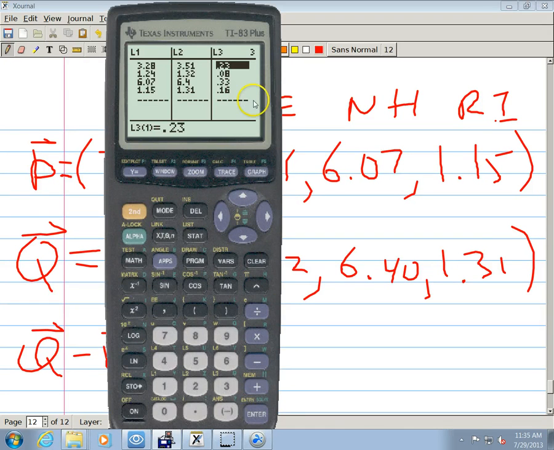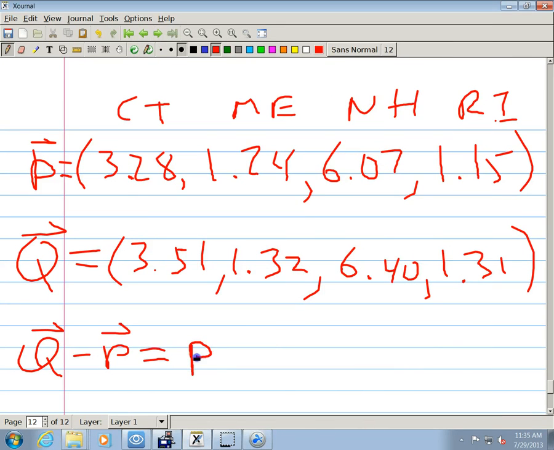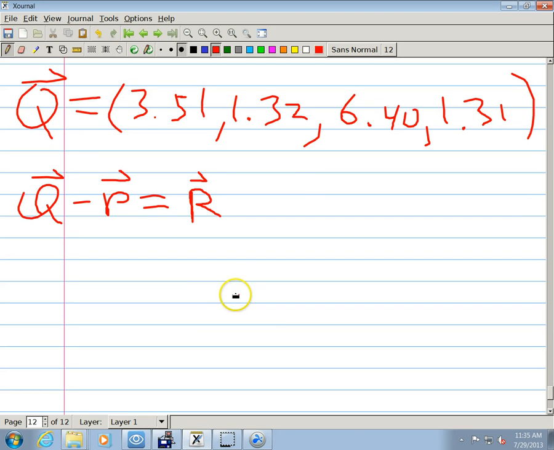Let's say I call that something. Let's say I call that R, the vector we just got, L3. What do you think this is? Q, wait, why am I doing that? What if I say Q plus 2R? What do you think that's going to be? What do you think that means?